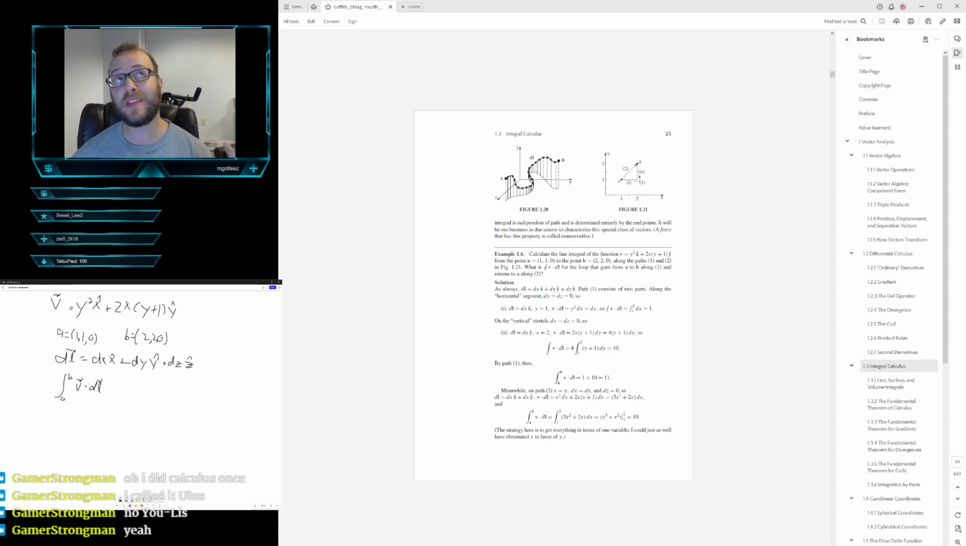So this is typically done in the third semester of calculus. After you've done integration, you do line, surface, and volume integration, as well as some coordinate transformation stuff.